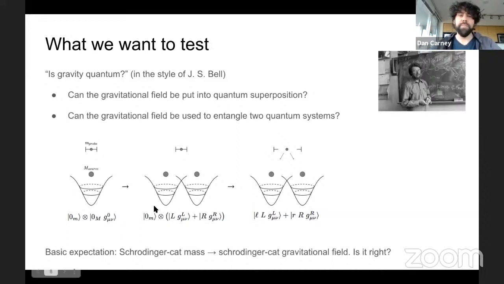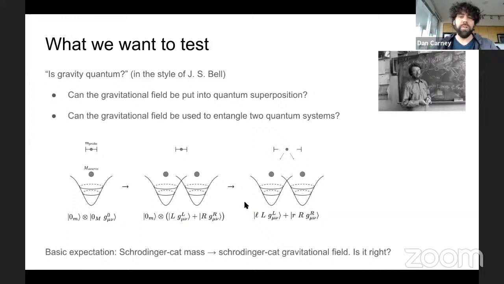Does this actually happen? To do that, you have to think a little harder: how would I even know that this happened? Then I have to ask the question, how does this little test mass respond to this superposed gravitational field? And that's what's in this third cartoon. If gravity behaves quantum mechanically, and I'll be a little more concrete later, what you would expect is that this test mass will become entangled with the source mass. If the source mass is on the left, the test mass will go to the left. If the source mass is on the right, the test mass will go to the right.